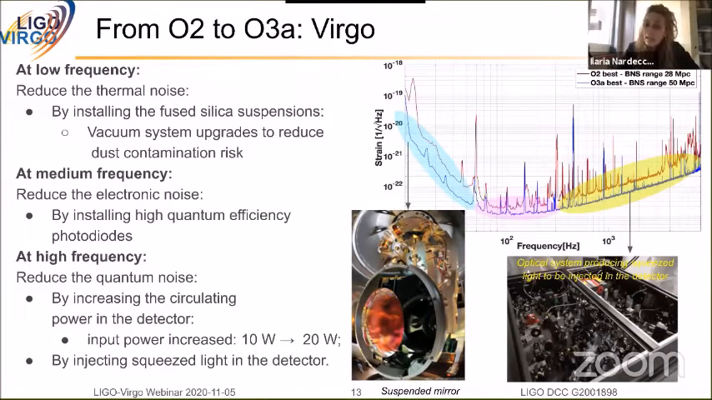At high frequency, the improvement in the sensitivity has been reached by following exactly the same strategy as our LIGO colleagues. Also in this case, the quantum noise has been reduced by increasing the circulating power in the detector. In particular, the input power has been doubled from 10 watts to 20 watts. And also, we injected squeezed light in the detector to reduce the shot noise.